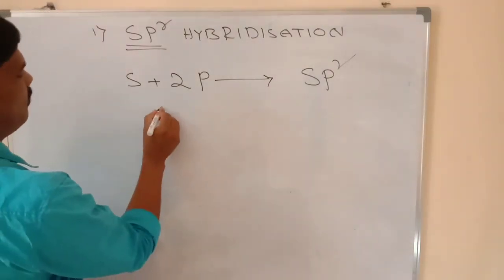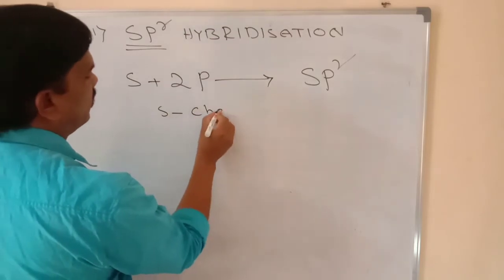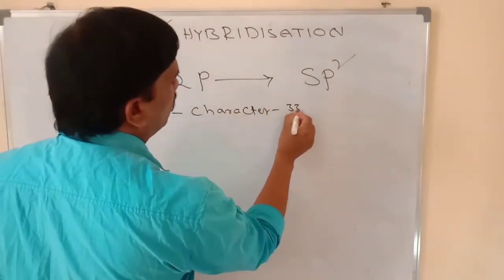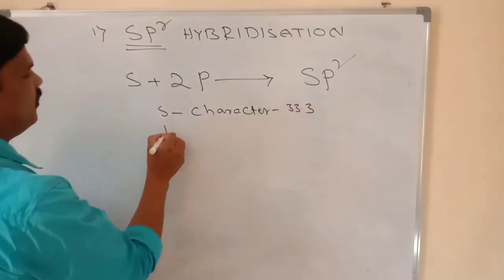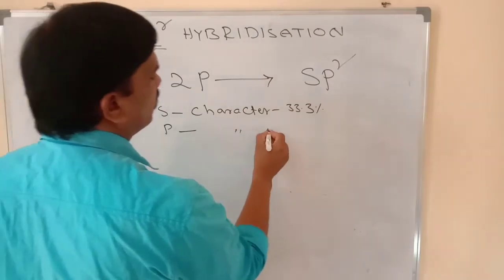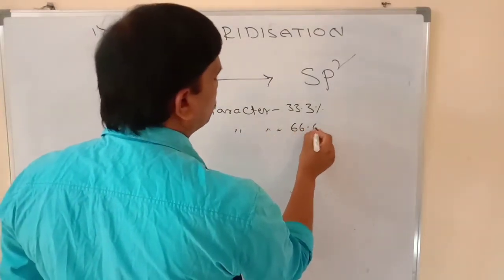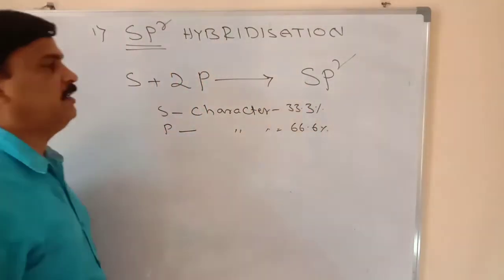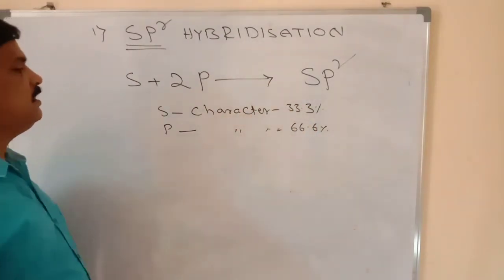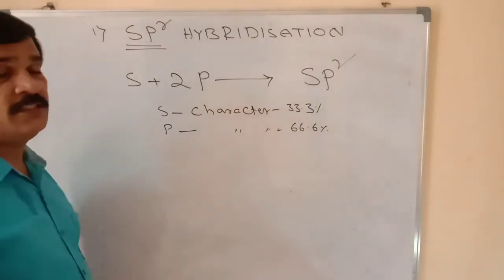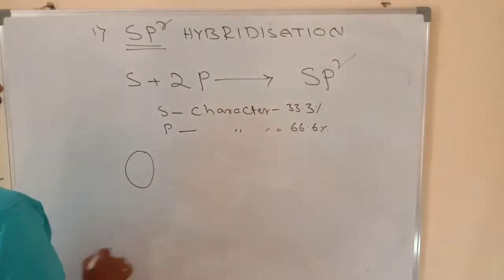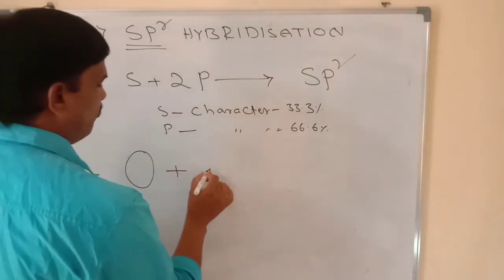In sp2 hybridization, S character is 33.3% and P character is 66.6%. Remember it please. The S orbital is spherical in shape, and the P orbital is dumbbell shaped.